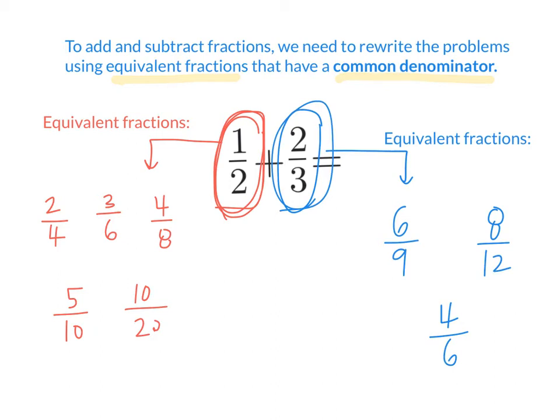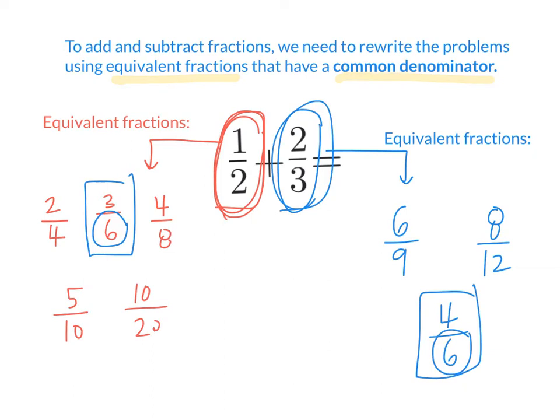Is there a different version? Is there an equivalent fraction on either side that has the same denominator? Yes. I can see that 3/6, the denominator is 6. Over here, I have 4/6, where the denominator is also 6. Now I have a common denominator. Rereading what it says in blue.